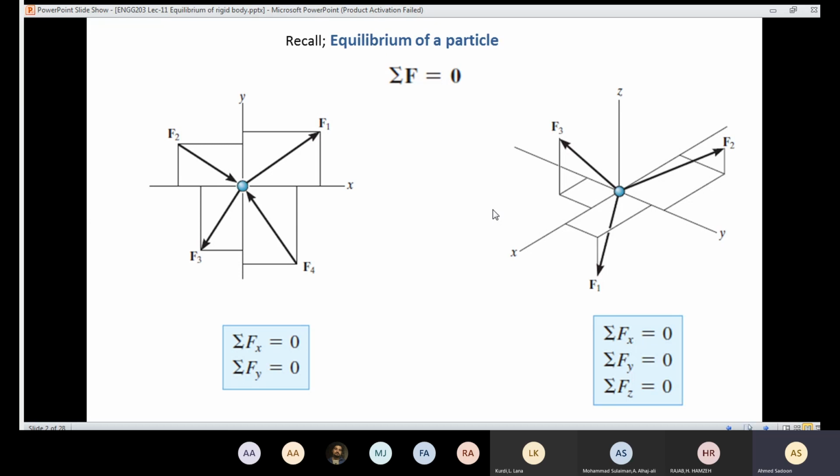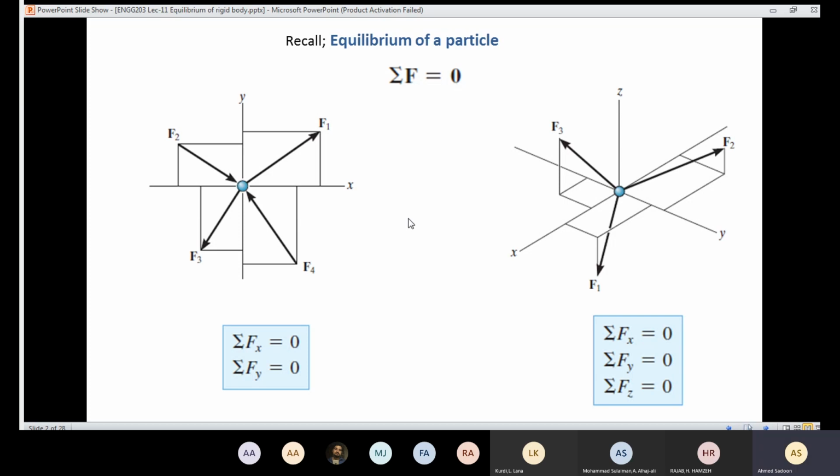While in 3D, here we have a particle in equilibrium, and we have forces acting on that particle. And then that equation could be divided into 3 equations. The summation of the forces in x should equal 0. Summation of the forces in y should equal 0. And finally, the summation of the forces in z direction should equal 0. That's what we have discussed about the equilibrium of a particle.